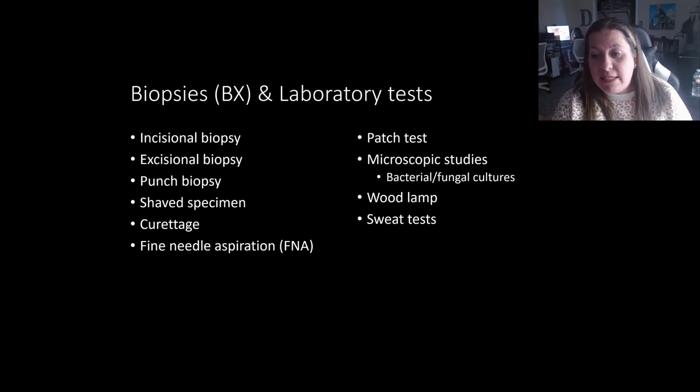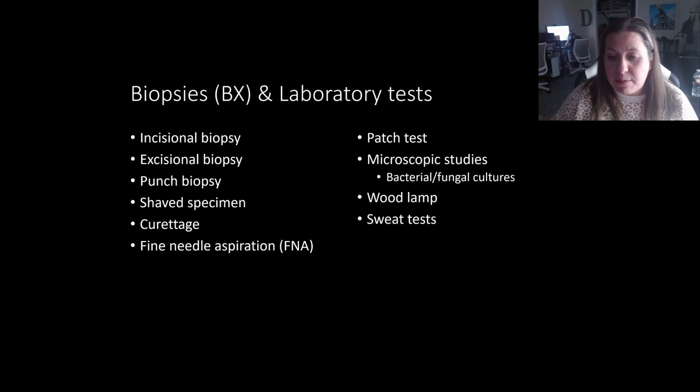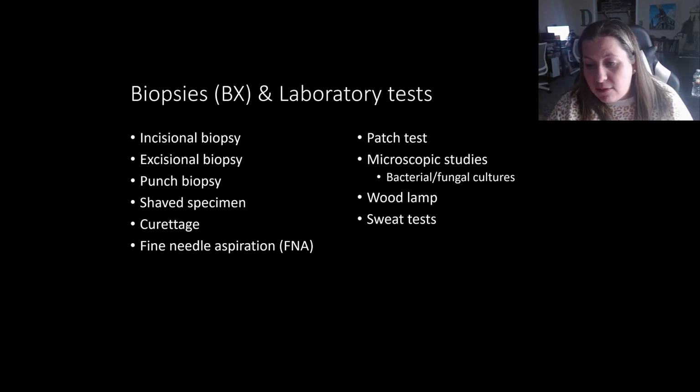Some fungi are fluorescent when viewed with a Wood's lamp or ultraviolet light, like a black light, and so these are another type of way to test to see if a fungus is present. The light causes hairs infected with certain microorganisms to become fluorescent, so even on the skin they could look at this.